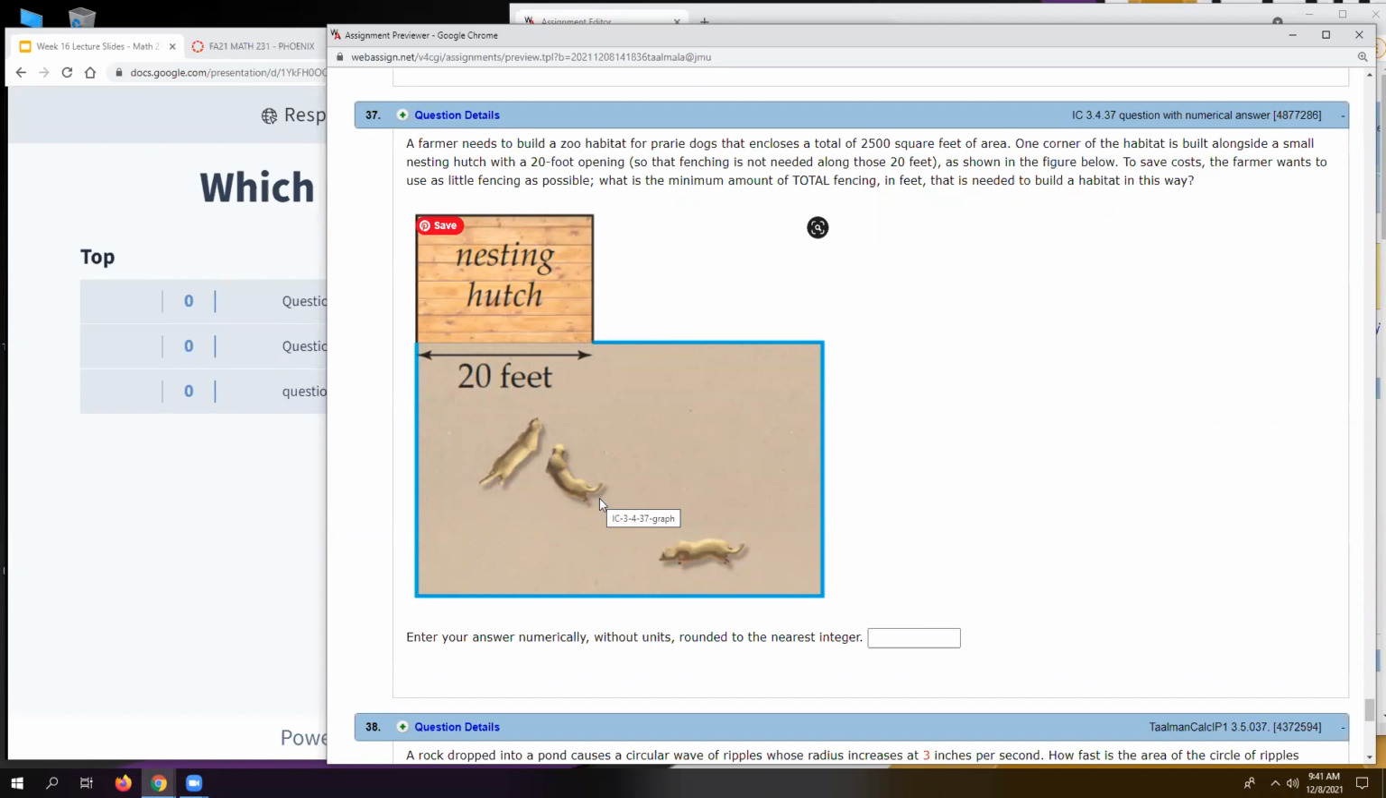I have a diagram. It's not labeled at all. So the very first thing you have to do after drawing a diagram, they were nice enough to draw it for you, is you need some letters, right? If you're going to talk about perimeter, area, you need to have some labels. So what should I label?